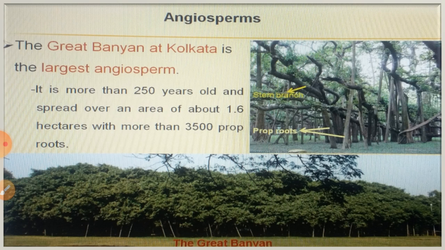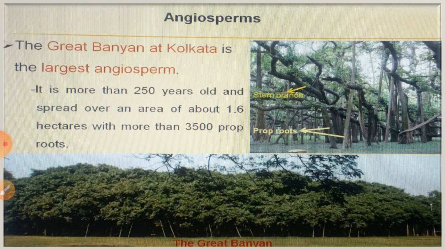The largest angiosperm is a banyan tree. The great banyan at Kolkata is the largest angiosperm. It is located in Acharya Jagdish Chandra Bose Indian Botanical Garden at Howrah near Kolkata. Actually, the great banyan tree looks more like a forest than an individual tree.